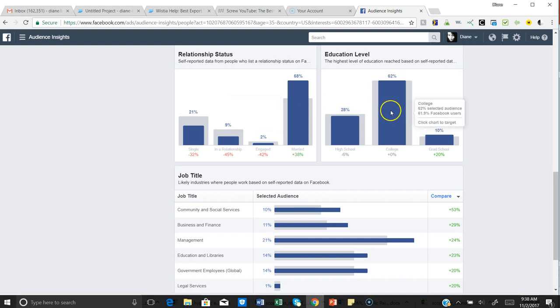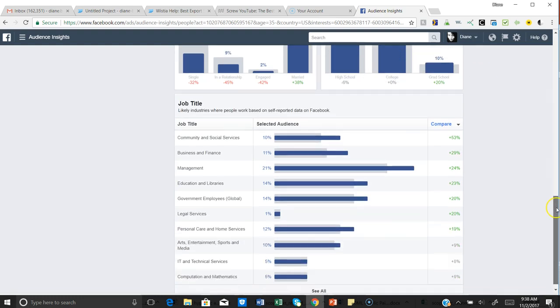The next thing we look at is education level, right? So 62% for the selected audience, and 61.9% for Facebook users. This means 62% of our people went to college. That's pretty important. 28% went to high school, but these people are going to be more likely to be able to afford most of the medium level to high-end products on Amazon. Of course, these people definitely can, but as you can see, they're 62%, so write down college degree, okay?